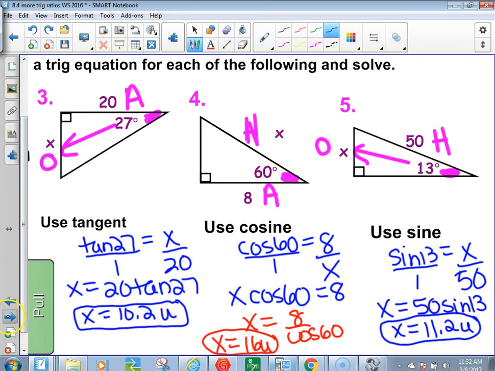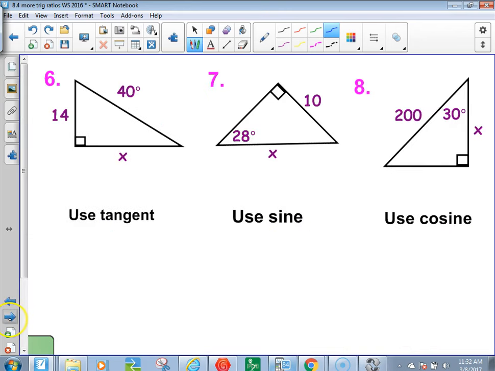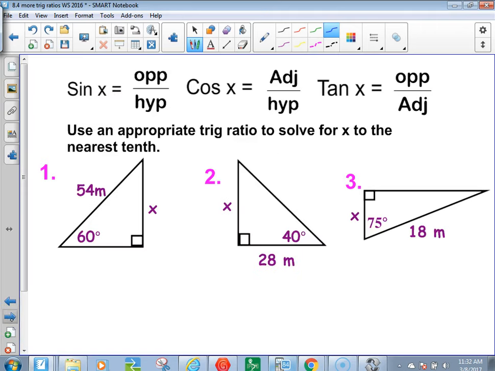All right, this tells you what to use. I'm going to let you work on those. We're going to move a little bit further in here. Now it says use an appropriate trig ratio to solve for x. I believe you have to turn the page. Okay, let's see if we can identify fairly quickly which one you would use.